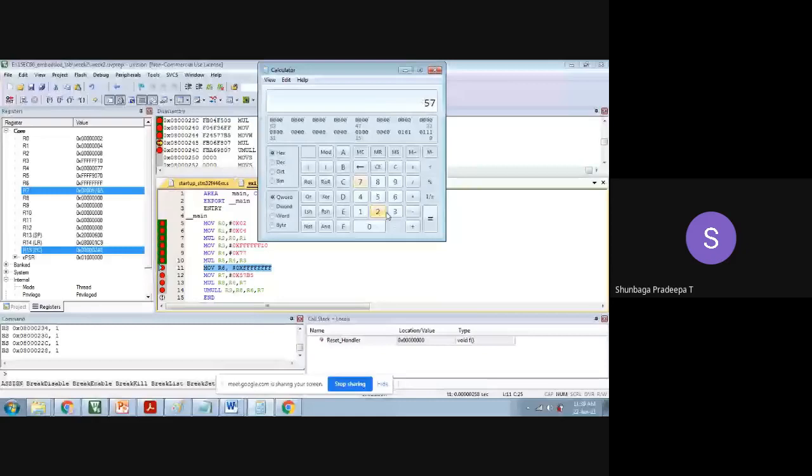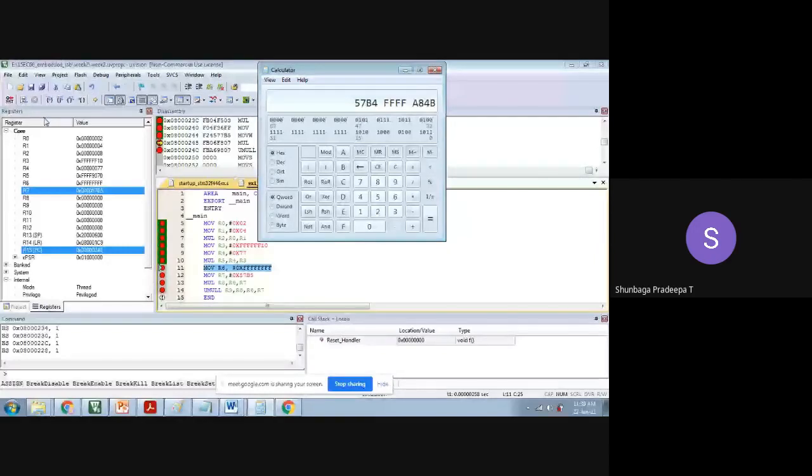So if we multiply, we will be getting the result as a 32 bit plus an additional 16 bit. So this has to be stored in two different registers. So let us see what happens.